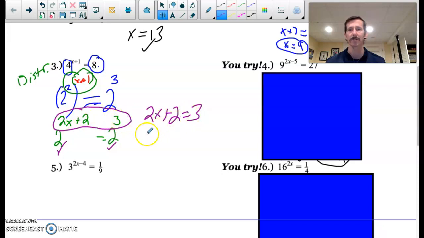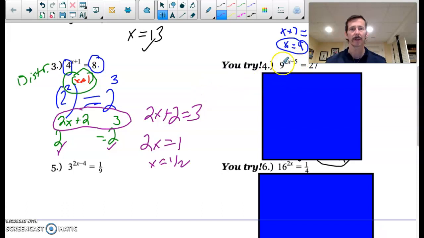I subtract that 2 from both sides. I get 2x equals 1, and I divide by 2, and I get x equals half. Boom, done. And that means if I plugged a half up here and then multiplied that by 2, it would be the same as 2 cubed. And you can always go back and check that as well if you want.